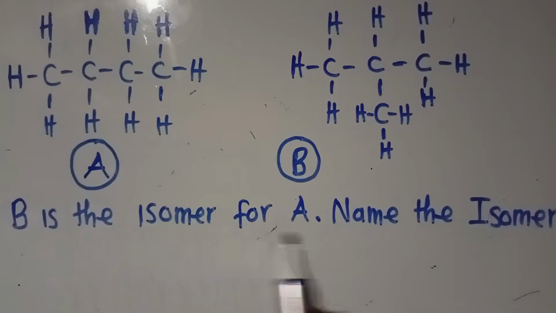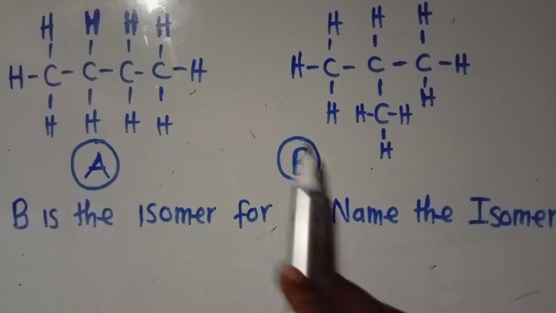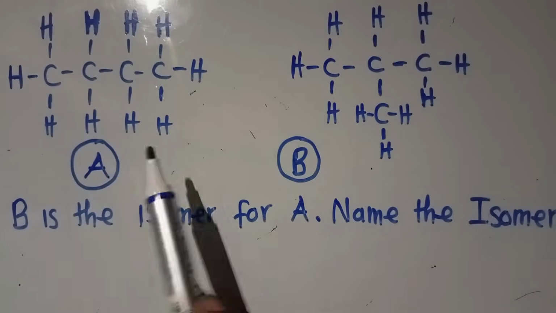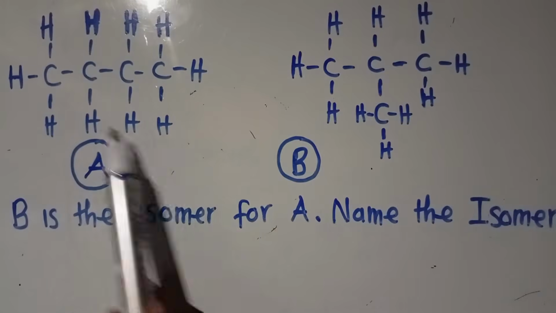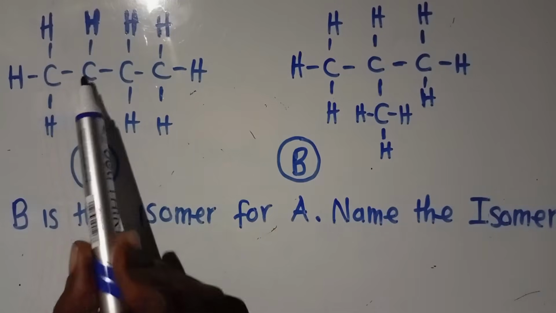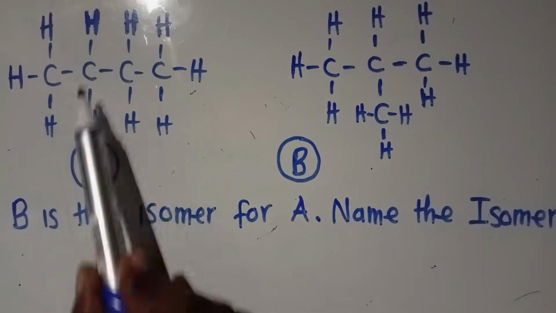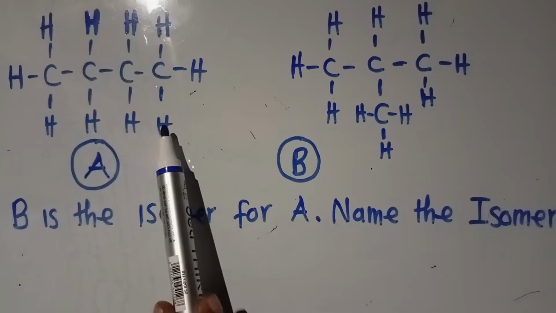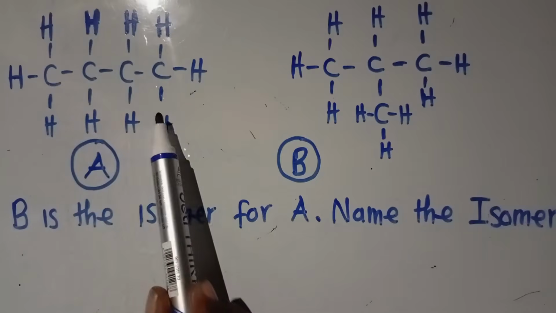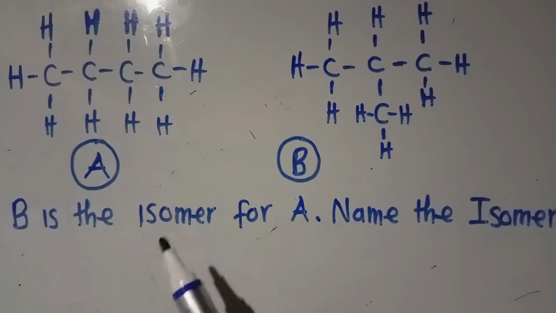B is the isomer for A. Name the isomer. Before you even answer this particular question, you need to know the name of this structural formula that is here. 1, 2, 3, 4. 4 carbons. We are only having carbon and hydrogen, meaning this is a hydrocarbon. And these are single bonds. So single bonds with 4 carbons, what is the name?